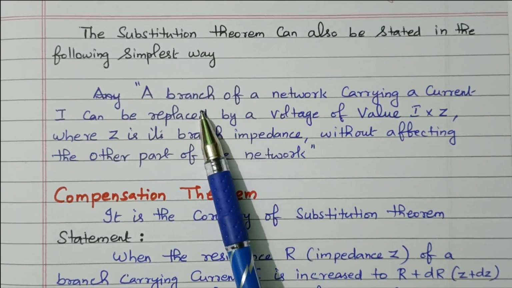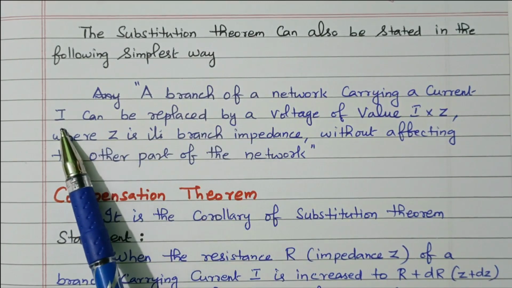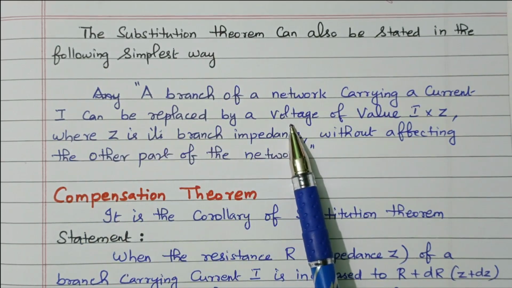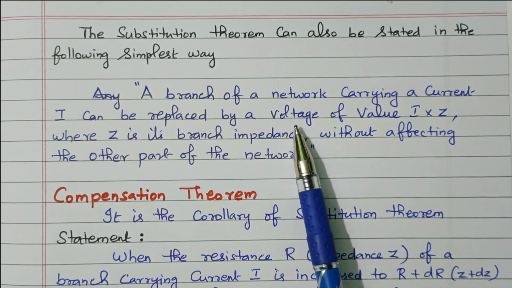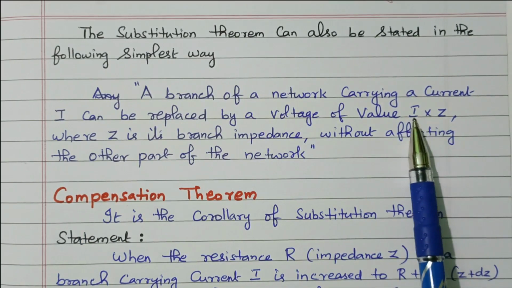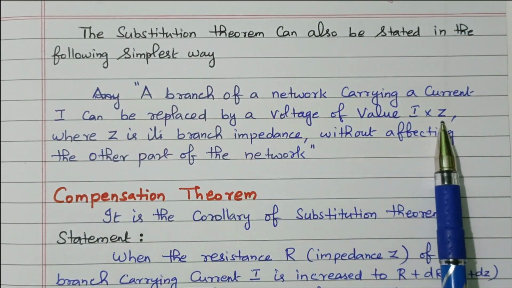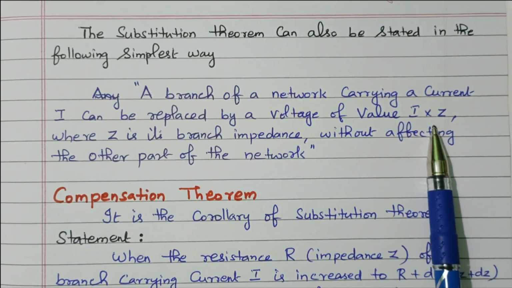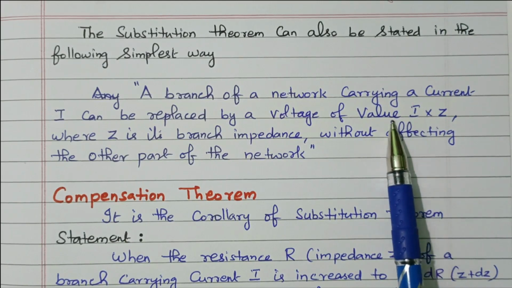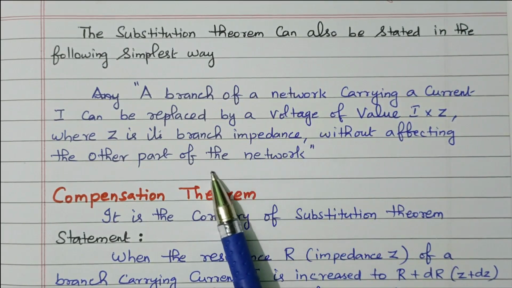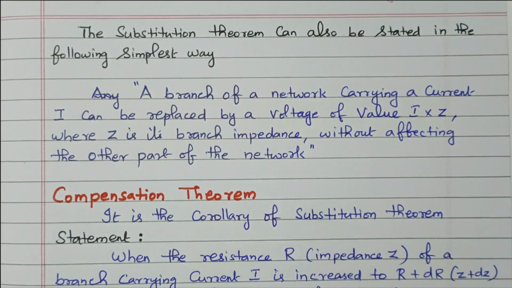Right? So the branch of the network carrying current I, we are going to replace with a voltage. That voltage value is I into Z. The I is already available, the current that is flowing. Z is nothing but the impedance of that network. So if we replace it with the voltage I into Z, that will not affect the other part of the network. So this is another way of the statement.